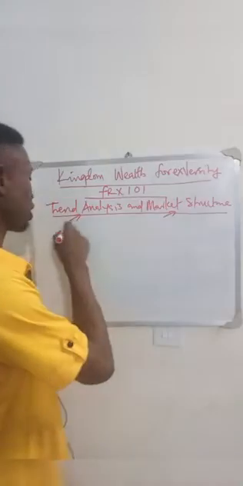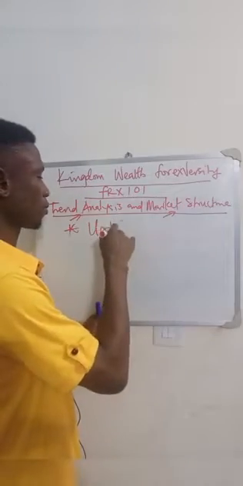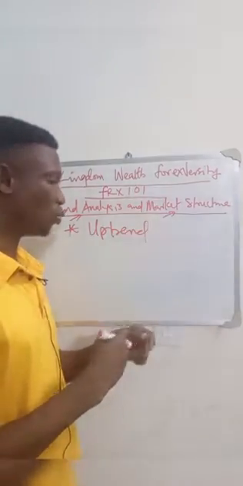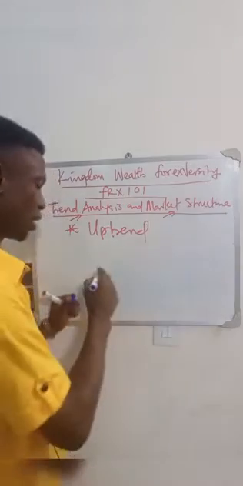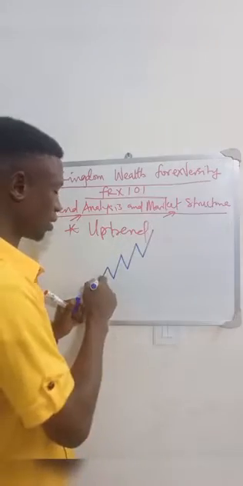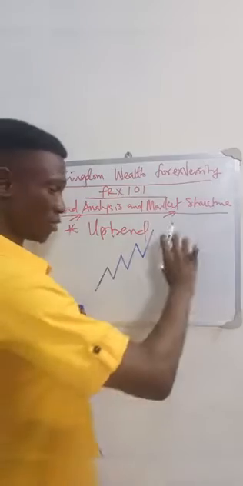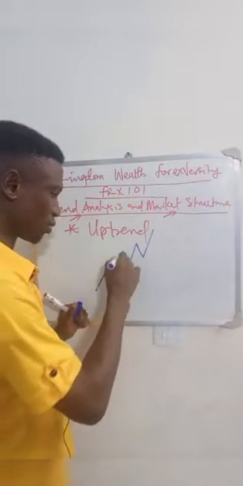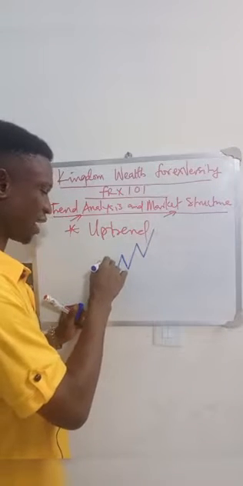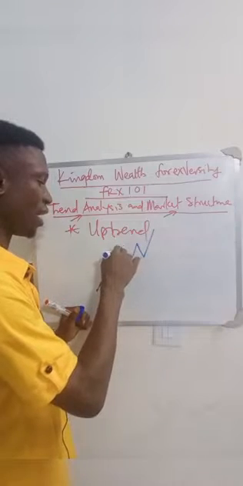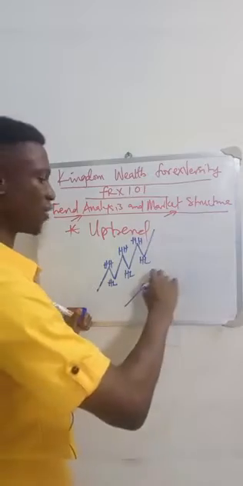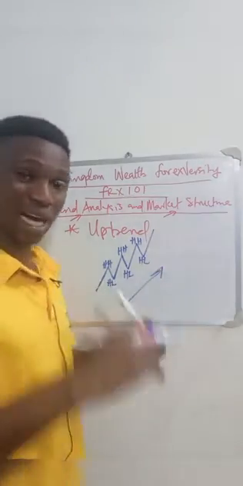So we'll start with the uptrend. An uptrend consists of higher highs and higher lows. I'll be using the blue pen to explain a buy structure. Let's say this line is the price. Whenever you see it going up like this, retracing, going up, retracing, this is called a higher low. This is a higher high, this a higher low, another higher high, higher low, higher high. Whenever you see price going in this direction, it's called an uptrend.